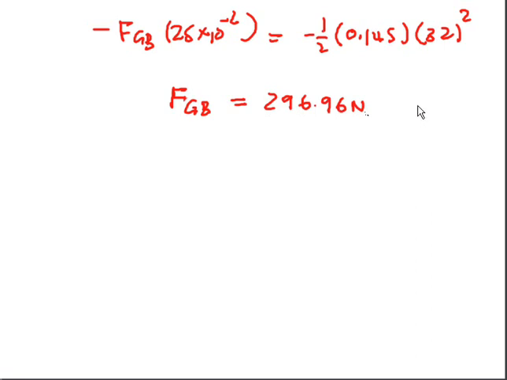And of course, remember that force was going in that direction, so it was opposite to the direction of motion. So the force exerted by the ball on the glove has to be the same magnitude, which is 296.96 newtons, but of course traveling in the original direction that the ball was moving in.